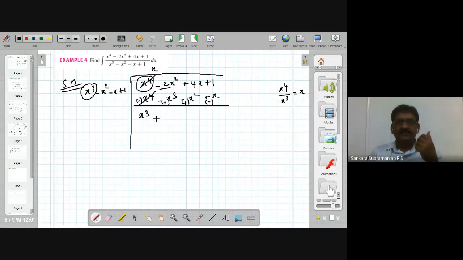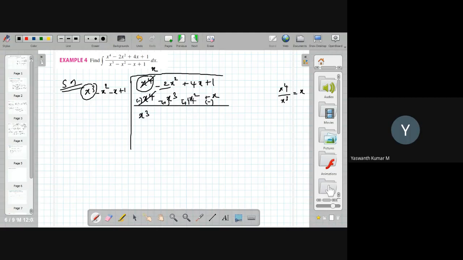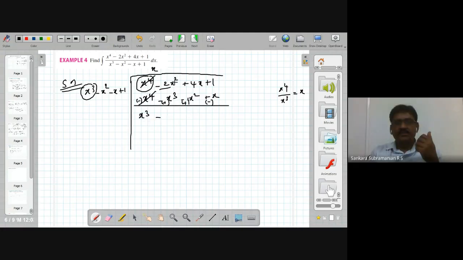Minus 2 plus 1 will get you minus 1x square. Then x terms: in this place plus 4, in this place minus 1x. So you get plus 3x and there is no constant term here, plus 1. This is writing in order. Order means degree 3, 2, 1, decreasing.